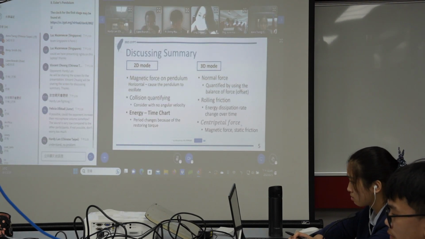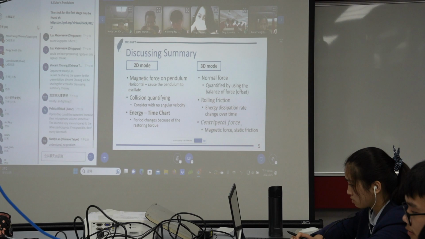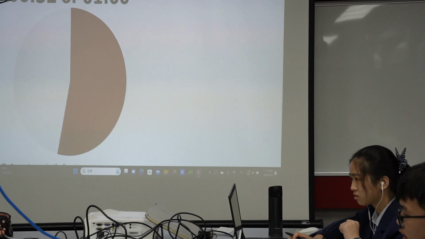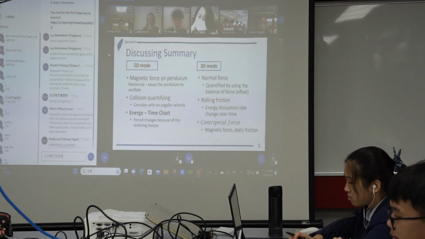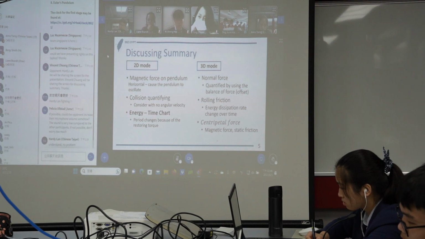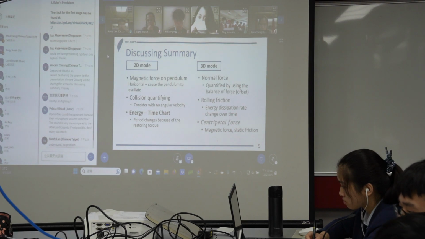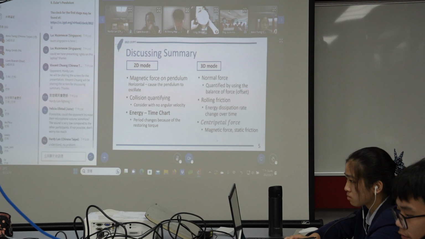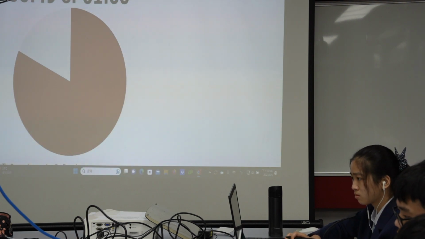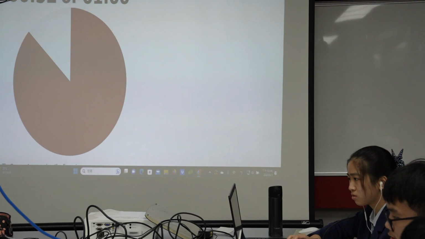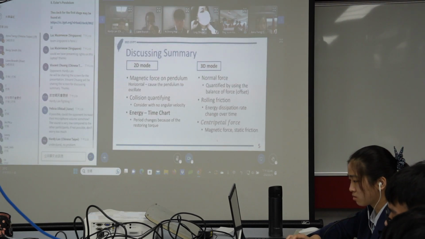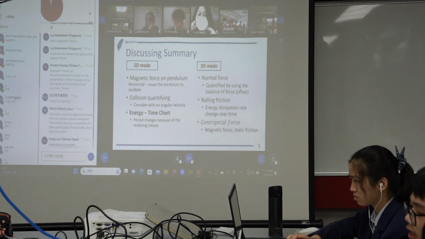For the 3D part, we believe that normal force can be calculated from the equations shown. We can get the normal force and friction coefficient and get the energy dissipated over time. And the centripetal force that I just mentioned is the composition of the horizontal part of the magnetic force and also the static friction. And if it is balanced with the centrifugal force, by changing the equation, we can find that omega of phi will equal the square root of the horizontal component of magnetic force over m times the radius. So this can get the data over time. Thank you.